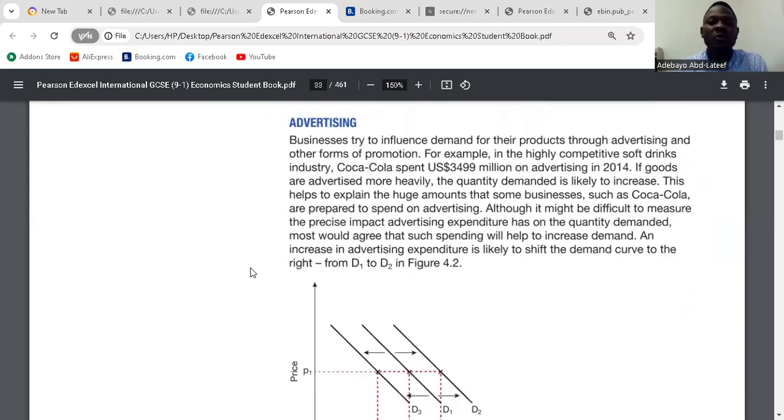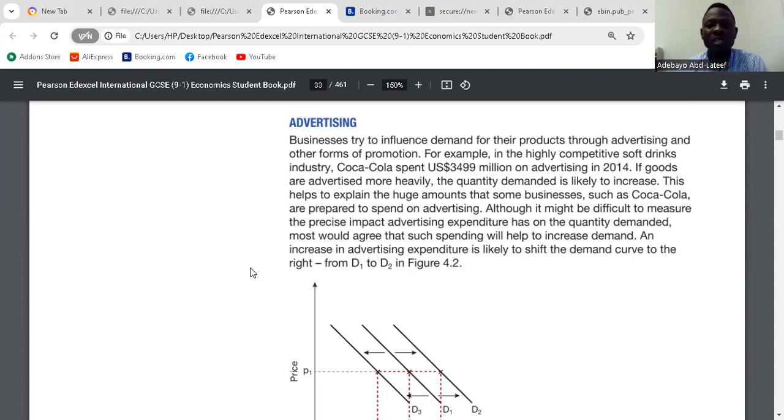Businesses try to influence demand for their products through advertising and other forms of promotion. For example, in the highly competitive soft drink industry, Coca-Cola spent $3.499 billion on advertising in 2014. If goods are advertised more heavily, the quantity demanded is likely to increase.